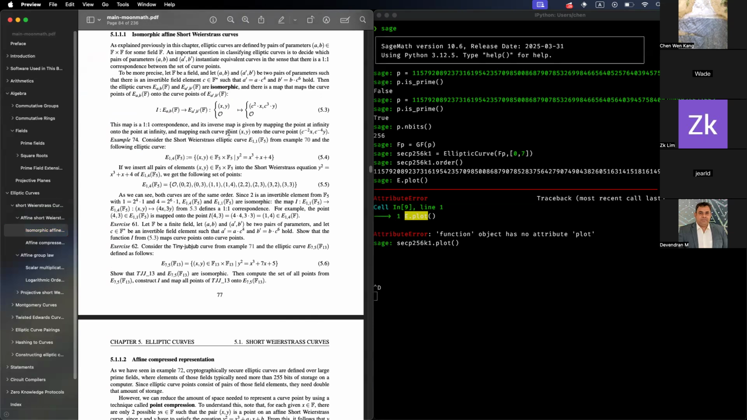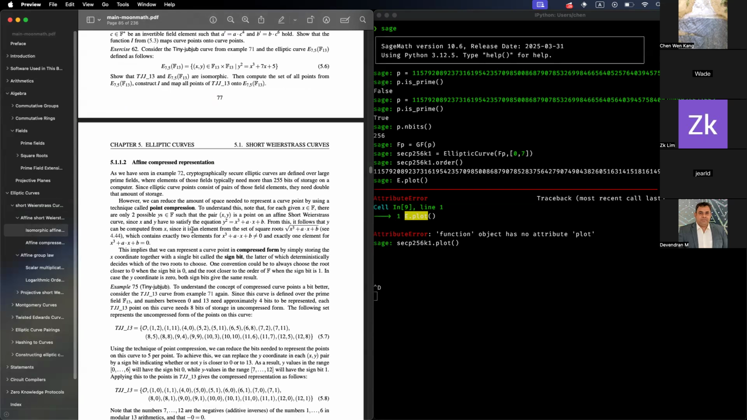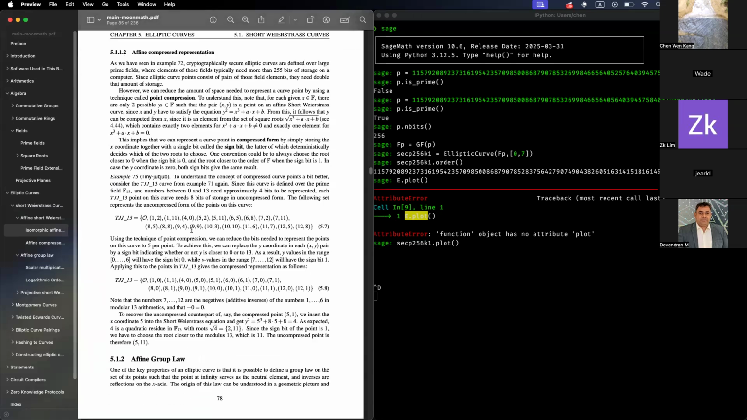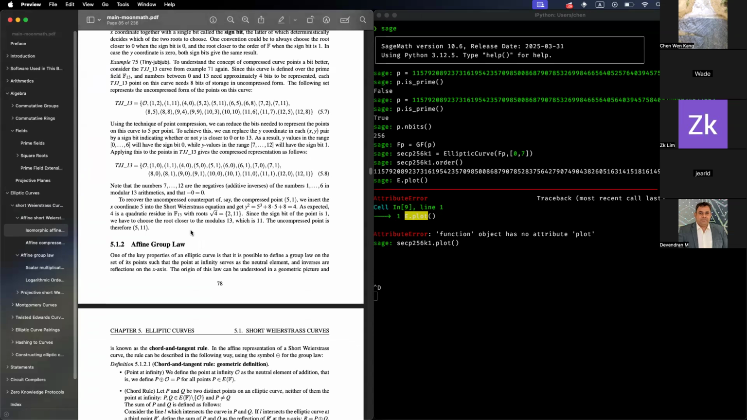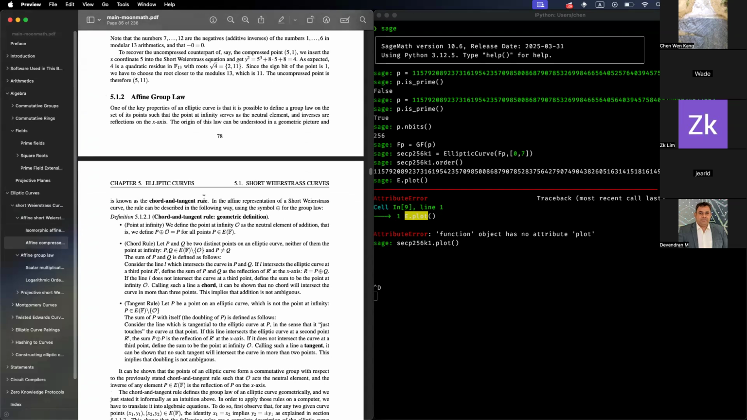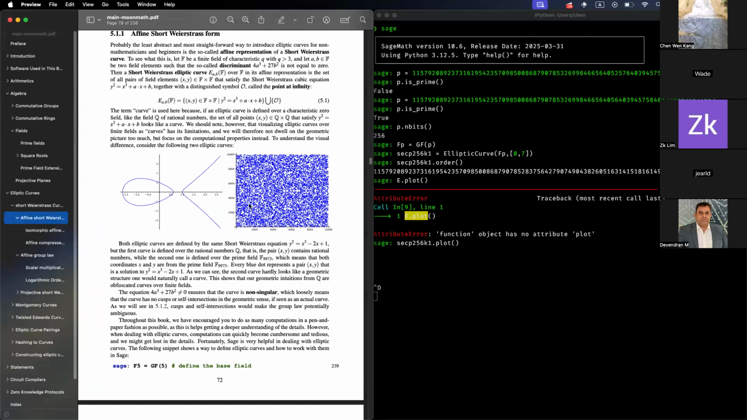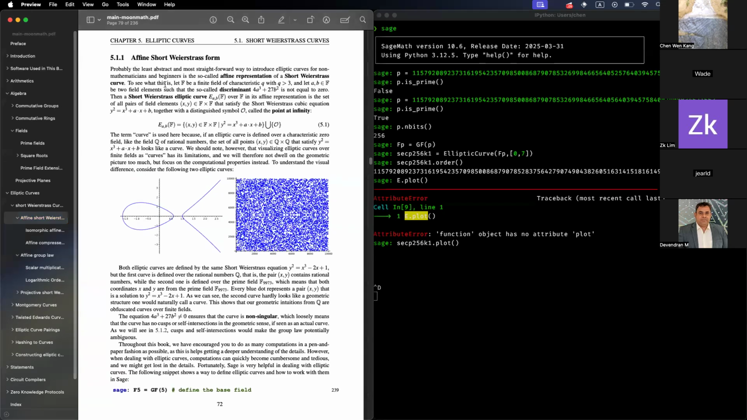So, isomorphic affine short Weierstrass curve. Questions? Compressed representation. Affine group laws. What curves can be described as an affine short Weierstrass curve? What special property do they all share? Okay, let me just go here. I believe it's probably described here.